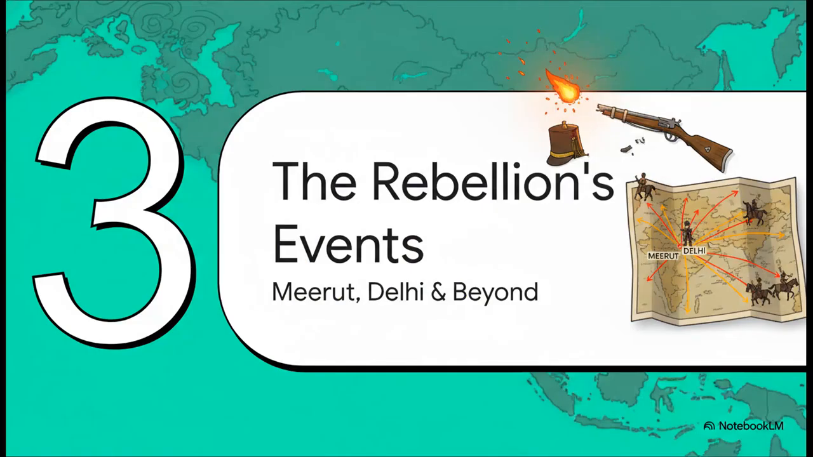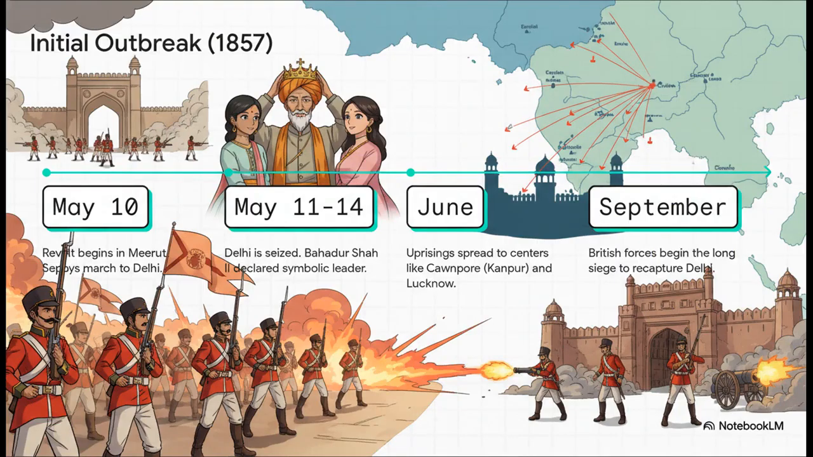Okay, so we know the why. Now let's get into the what. Section 3, let's follow the action as it unfolds. How did this single mutiny in Meerut turn into a rebellion that engulfed much of North India? Just look at how fast this all happened.